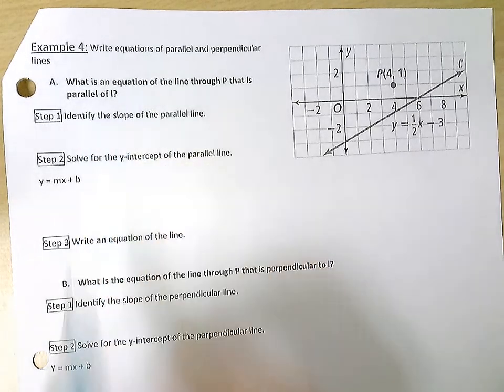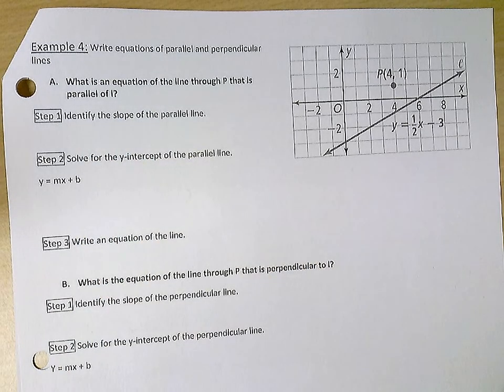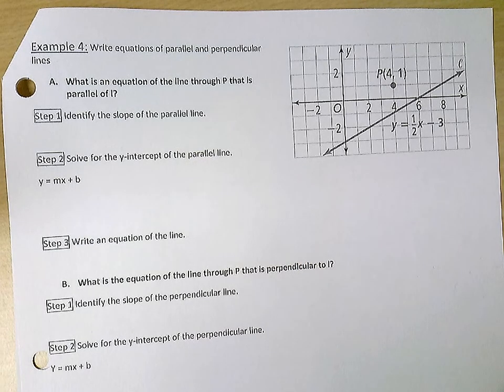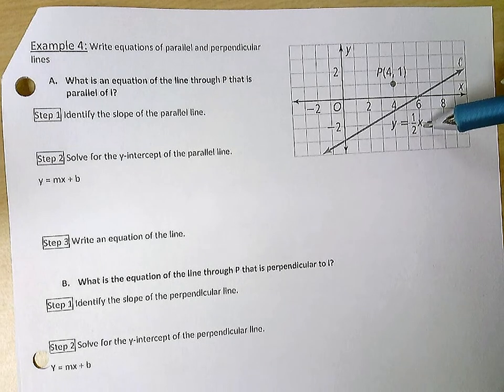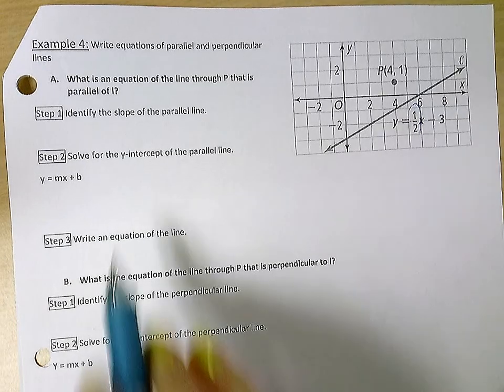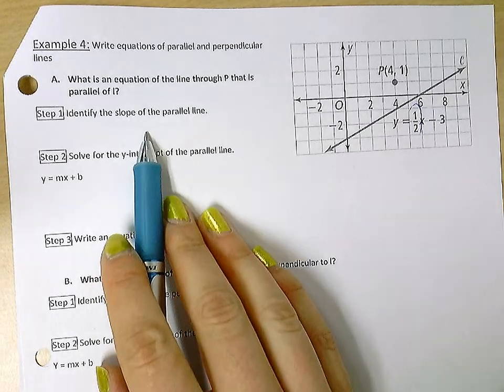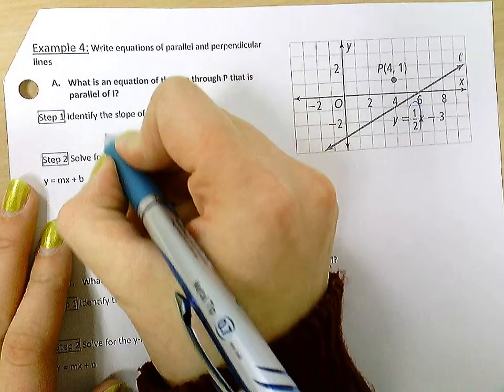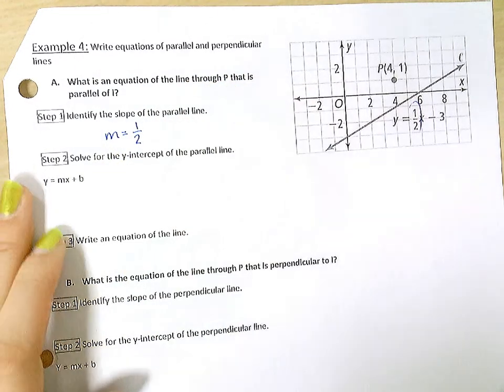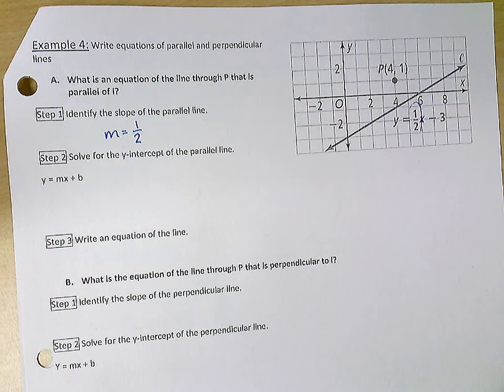So what is an equation of the line through P that is parallel to L? Okay, so first I want to identify the slope of the parallel line. So I need to find the slope of line L. I'm given the slope of line L in this equation here. It is 1/2. So what would the slope of a line parallel have to be? 1/2. Since it's parallel, they should have the same slope.